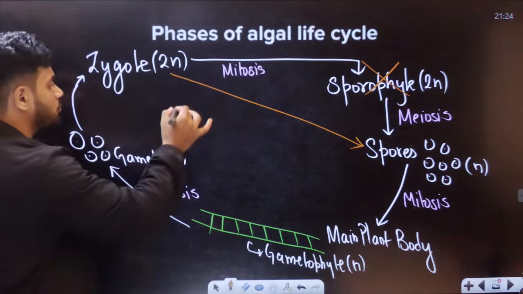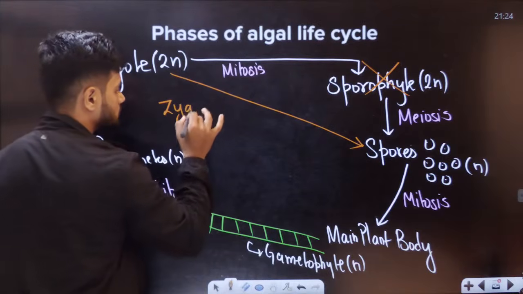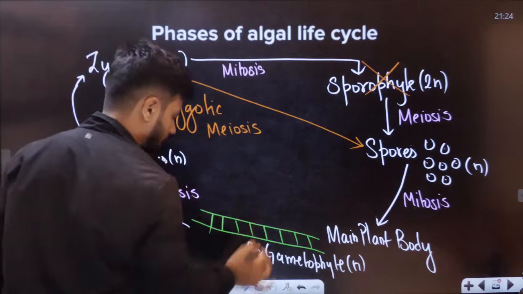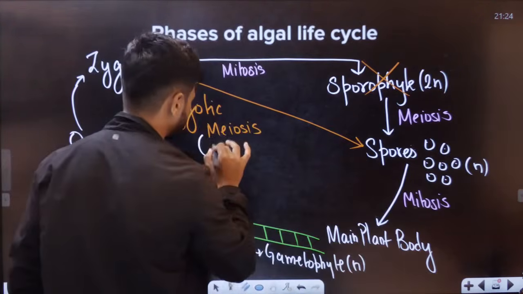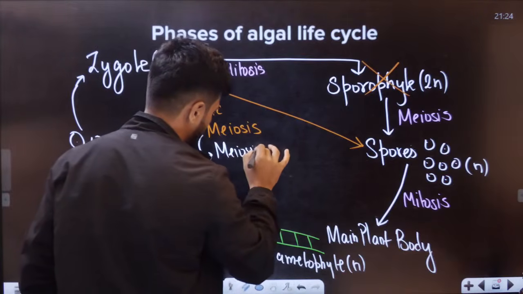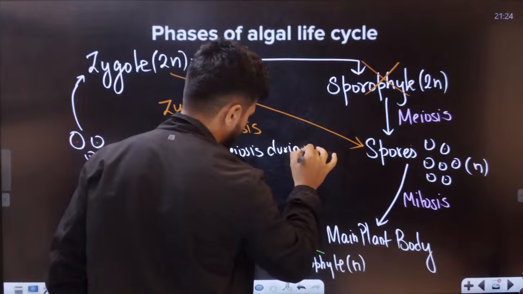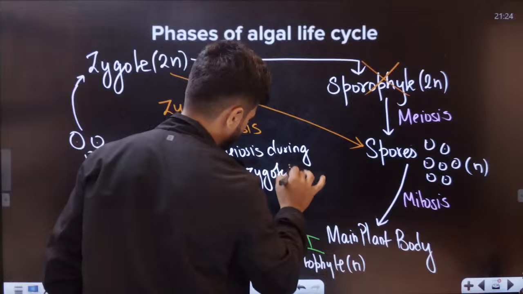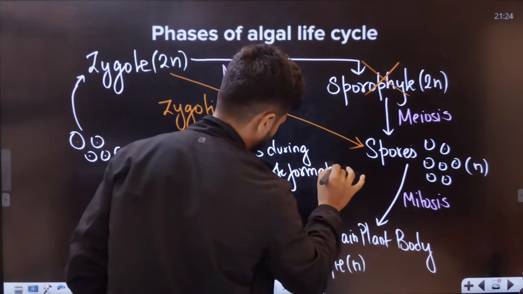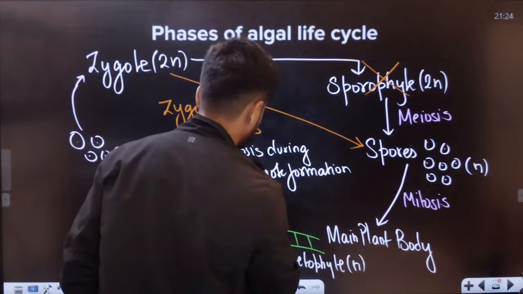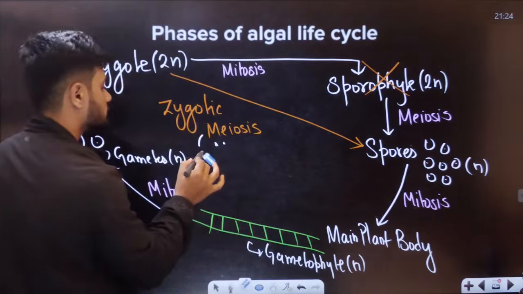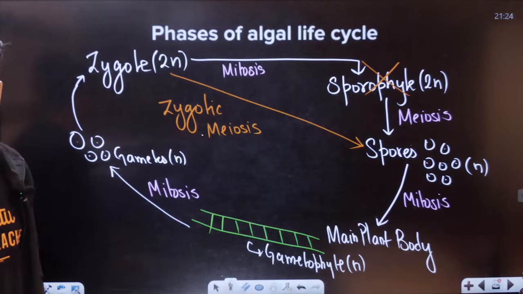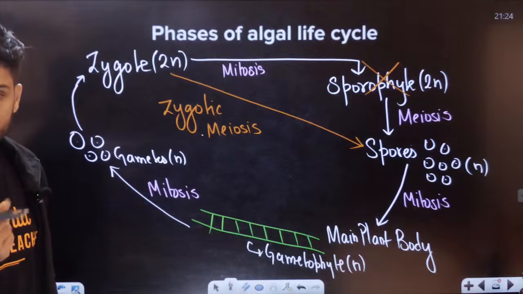Now this process is called as what? Zygotic meiosis. That is, meiosis occurs inside the zygote. We have zygotic meiosis, students. Zygotic meiosis happening here. Done.